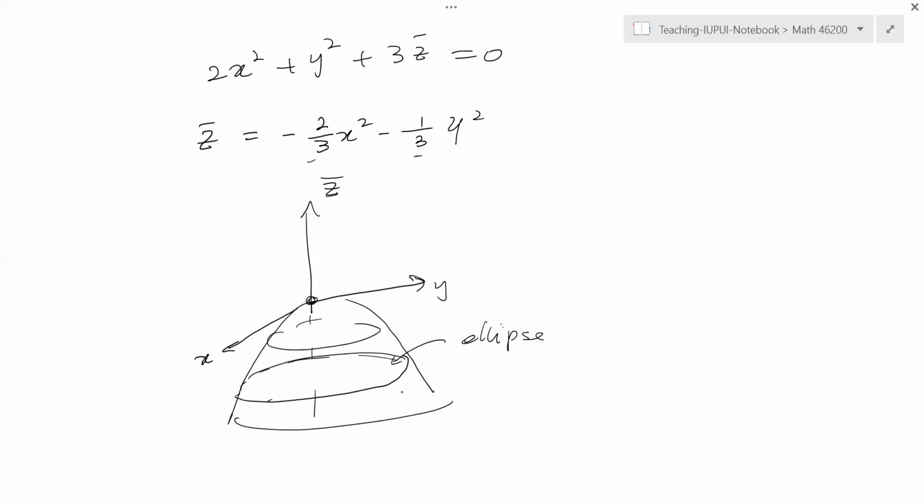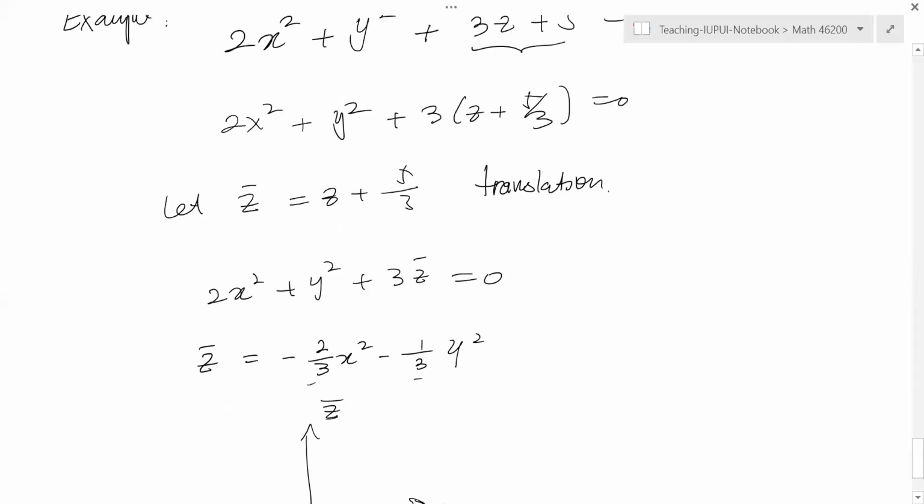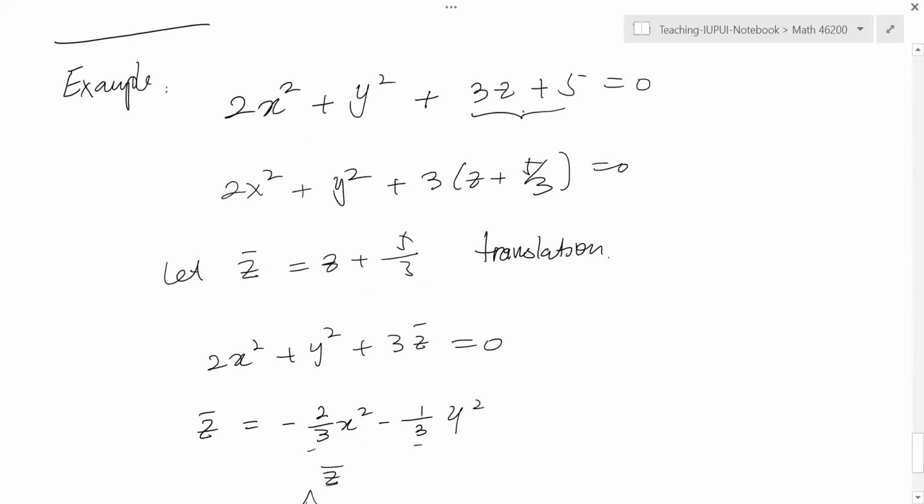All right, so there are almost 3 steps. Okay, the last step is to work on this linear term. Work on this linear term, then do another translation.